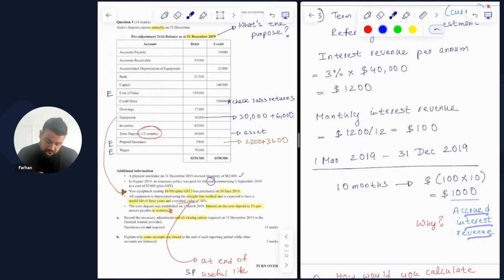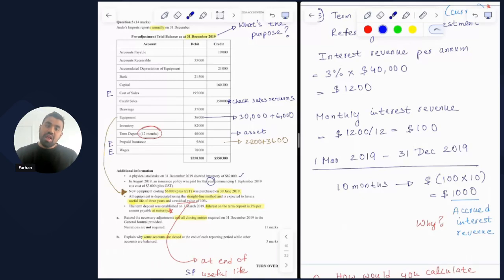Because if you check the question, it says the interest is payable at maturity, which means this is payable at the end of the 12 months this investment is made for, which is next year, end of February 2020. So that means whatever interest income that we have accrued for the financial year of 2019 isn't really something that we have received yet, but we expect to receive this when it matures, end of February 2020. So that is why when we prepare the books and the adjusting entries at 31 December 2019, we have to show this interest income as accrued.